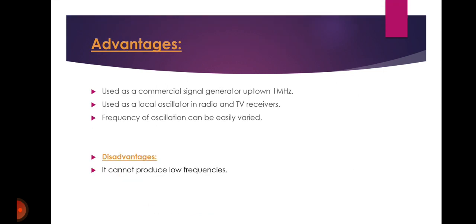Then see advantages. It is used as a commercial signal generator up to 1 MHz. It is used as a local oscillator in radio and TV receivers. Frequency of oscillation can be easily varied, and the disadvantage is it cannot produce low frequencies. So these are the working, construction and advantages, disadvantages of Colpitt's oscillator.